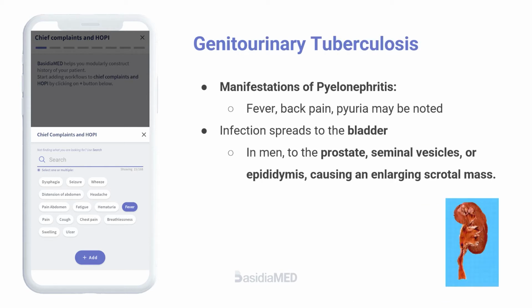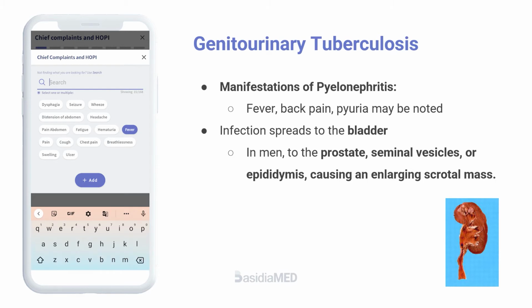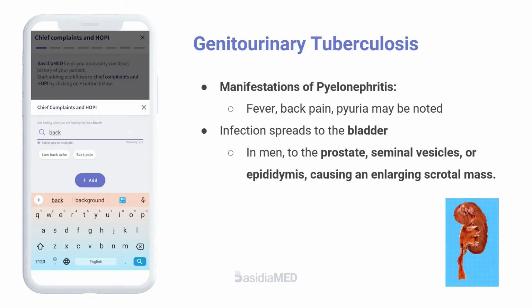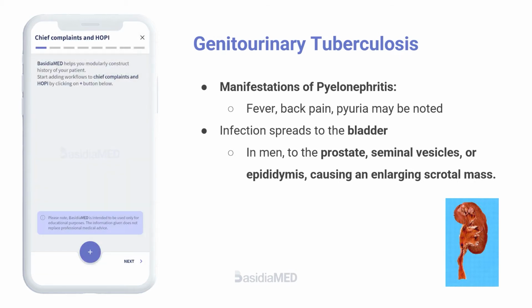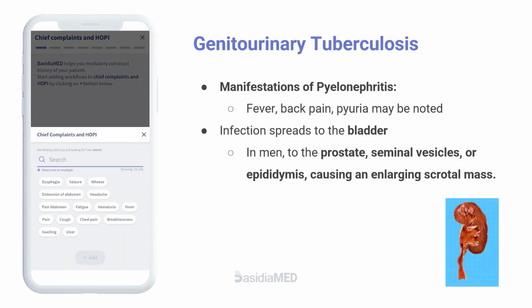Genitourinary tuberculosis. When the kidneys are infected, manifestations of pyelonephritis, such as fever, back pain, and pyuria, may be noted. Infection commonly spreads to the bladder and in men to the prostate, seminal vesicles, or epididymis, causing an enlarging scrotal mass.